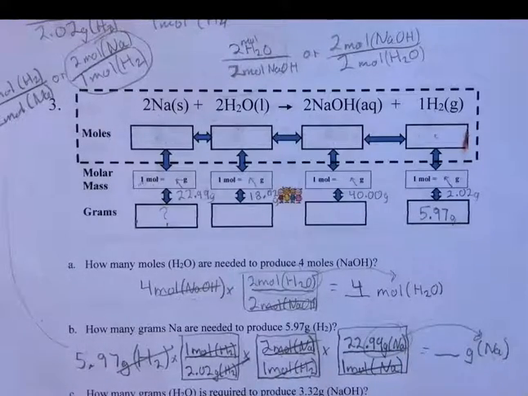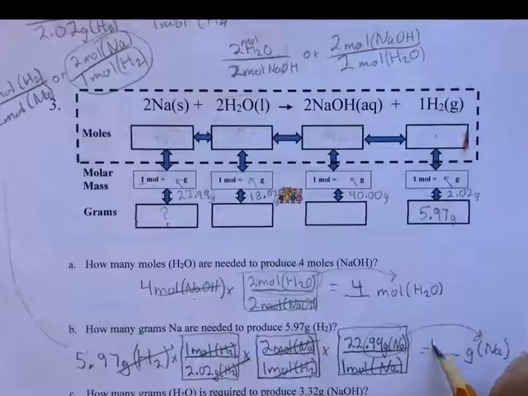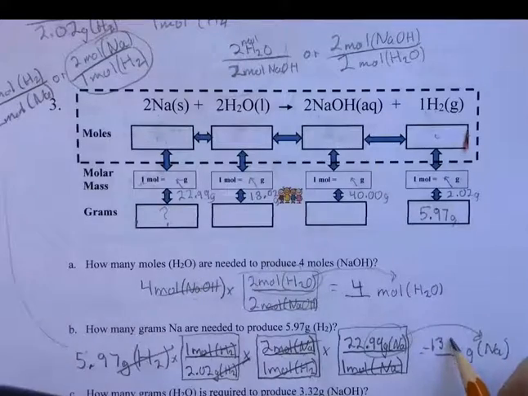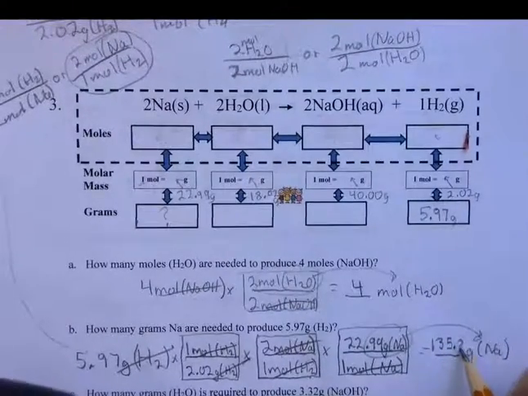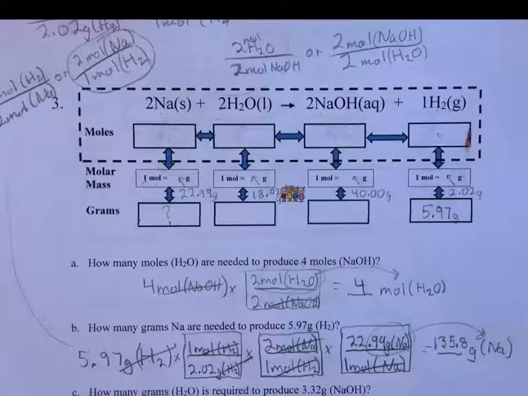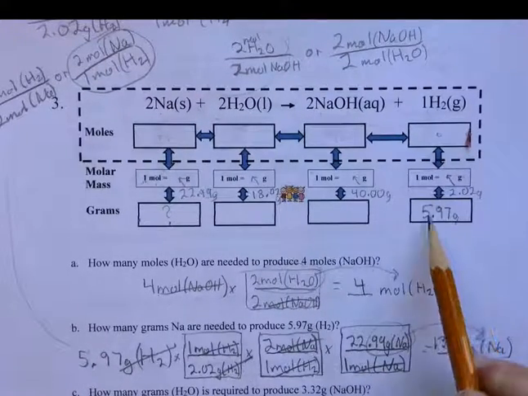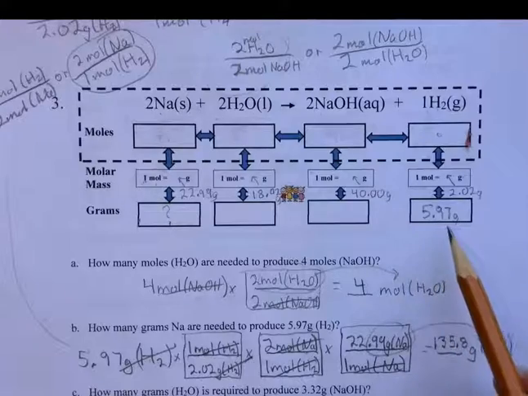Now we can go ahead and do the math, and I'll do that without stopping the tape. It's 5.97 times 1 times 2 times 22.99 divided by 1 divided by 1 divided by 2.02. And what that gives me is 135.9. I'm not worrying about significant figures right now. You've got enough to think about doing these problems, so let's just leave it at that. That's how many grams of sodium it would take to produce 5.97 grams of hydrogen gas.